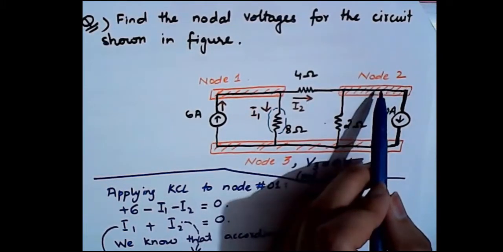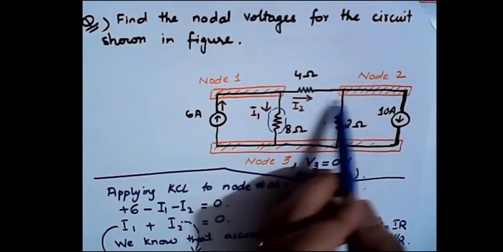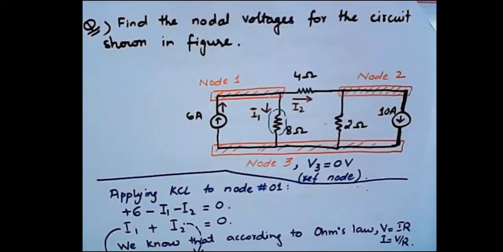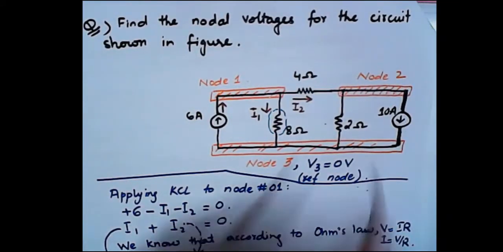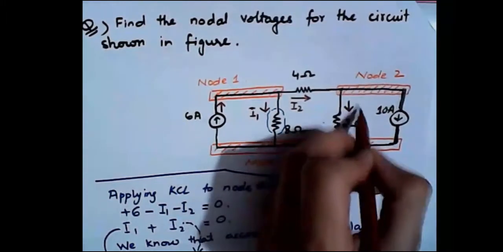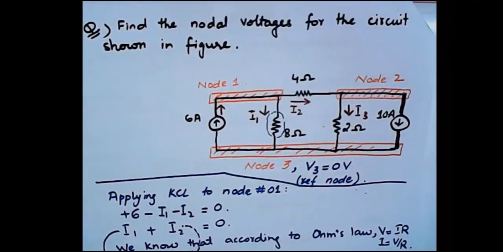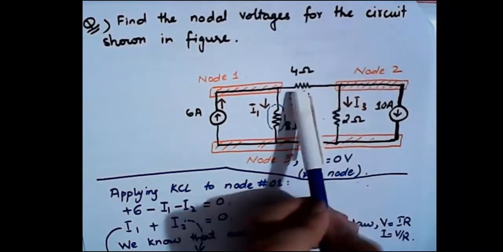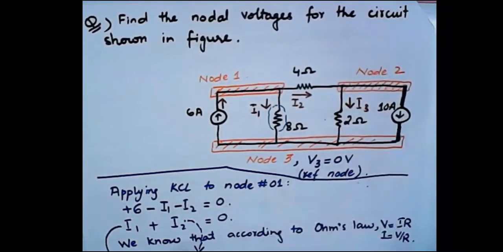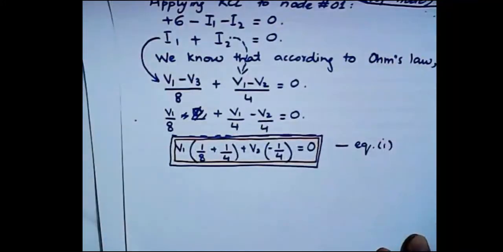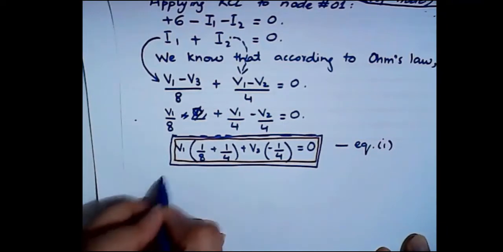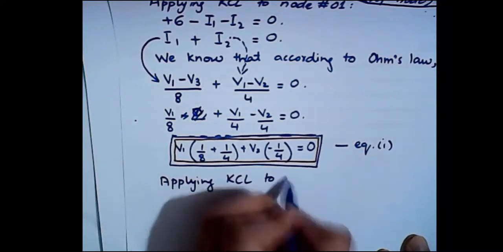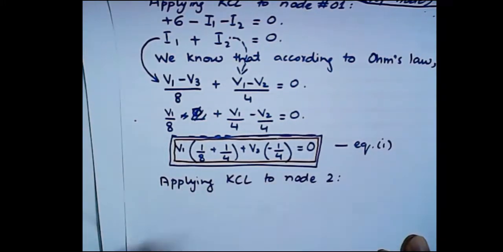When we are applying KCL at node 2, you can see that I2 current is approaching the node, 10 ampere current is leaving the node, and since there is no direction of current through this 2 ohm branch, we can assume it on our own, and let's name it I3. So its equation will be: I2 is approaching, that means plus I2, minus I3, minus 10. Fine. So what we have done is applying KCL to node 2.